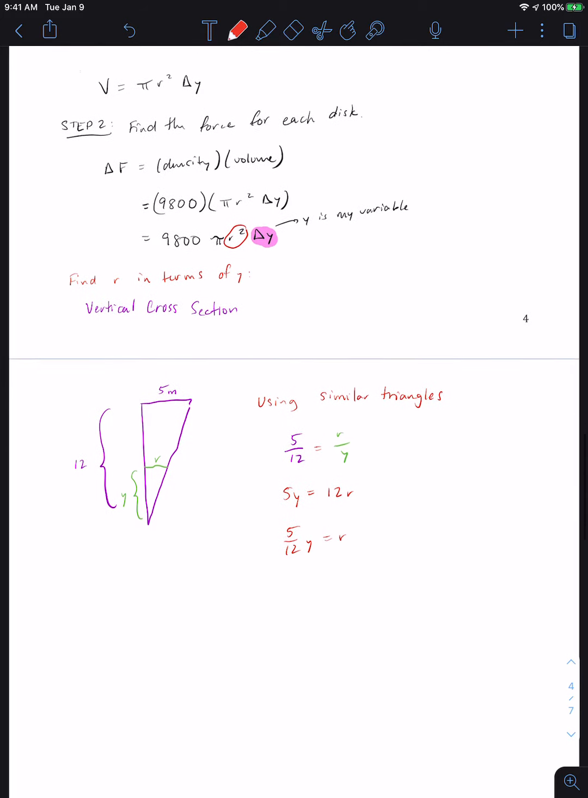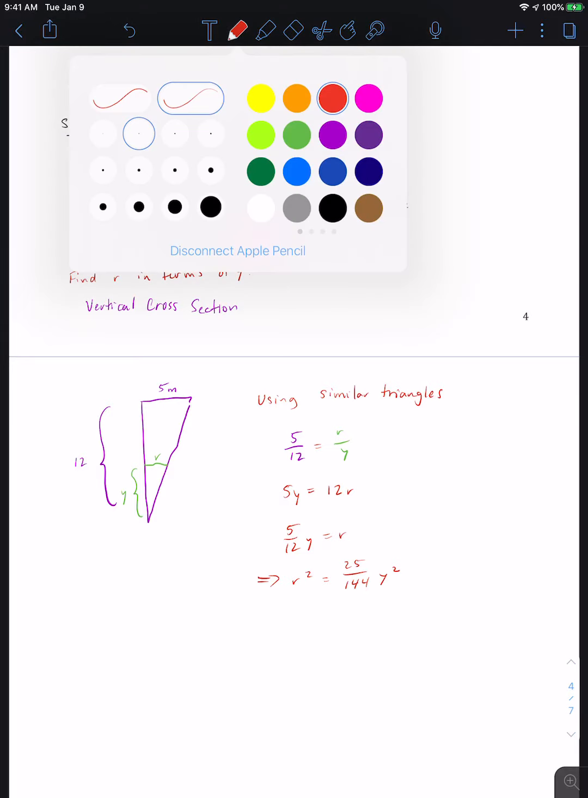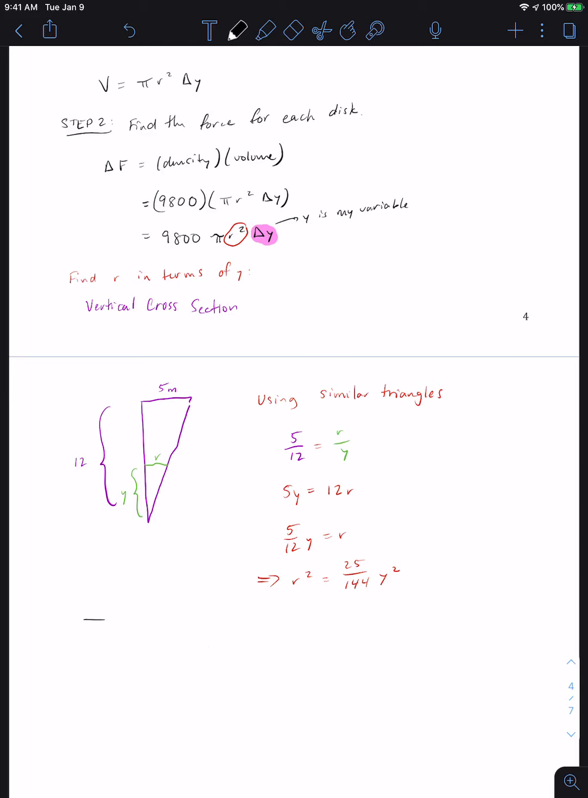And then what do we need? We need r squared for our problem. So that means that r squared is equal to 25 over 144 y squared. So now we're going to take that and plug it into our delta F. Right? So now our delta F function is going to be 9800 pi. Instead of r squared, we write 25 over 144 y squared delta y.